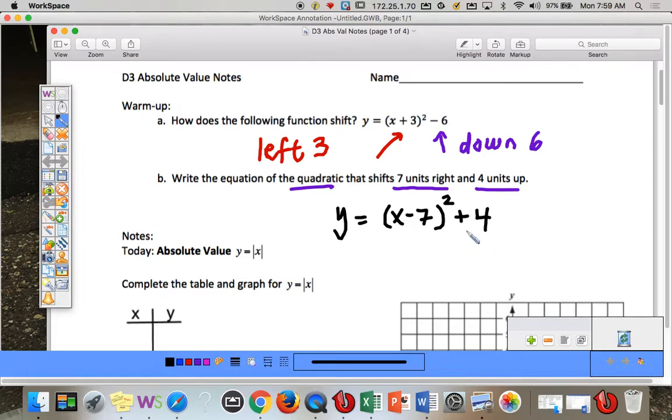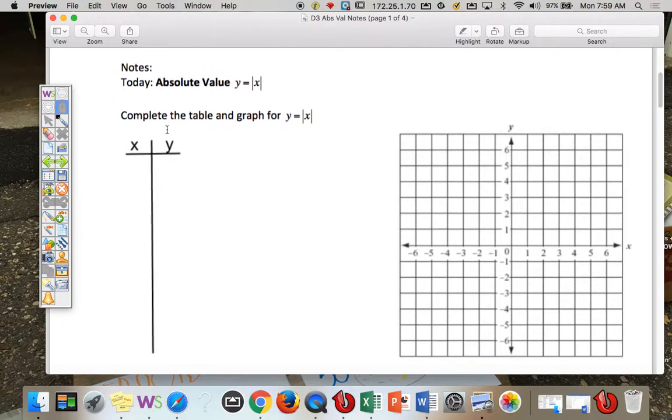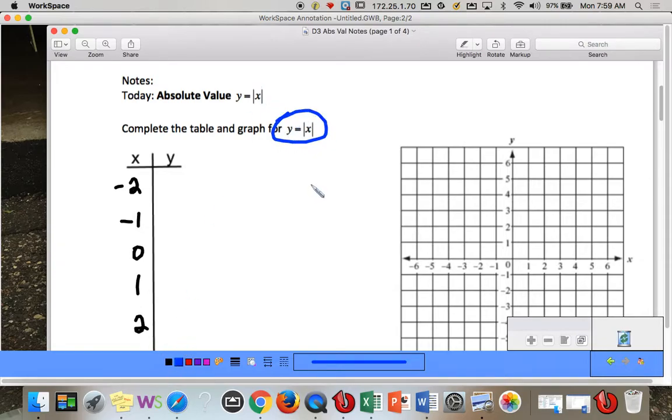Today we're going to look at another function and also look at how it shifts. Today is the absolute value. So let's start with the parent function, the graph. I'm just going to pick some points here to graph. Let's say x is -2, -1, 0, 1, and 2. And let's plug into this function y equals the absolute value of x.